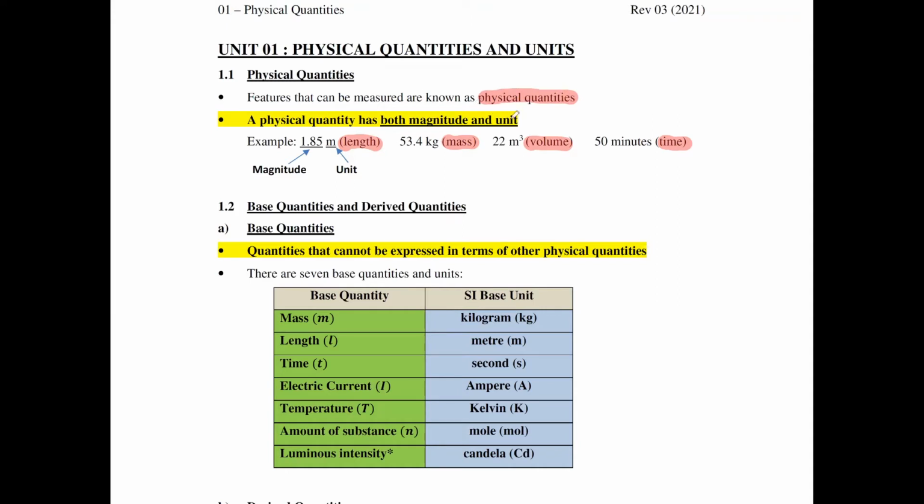A physical quantity must have both magnitude and unit. When you're talking about magnitude, magnitudes can be thought of as just numerical values or numbers. If you see that something has numerical values or numbers, those are considered to be magnitude.